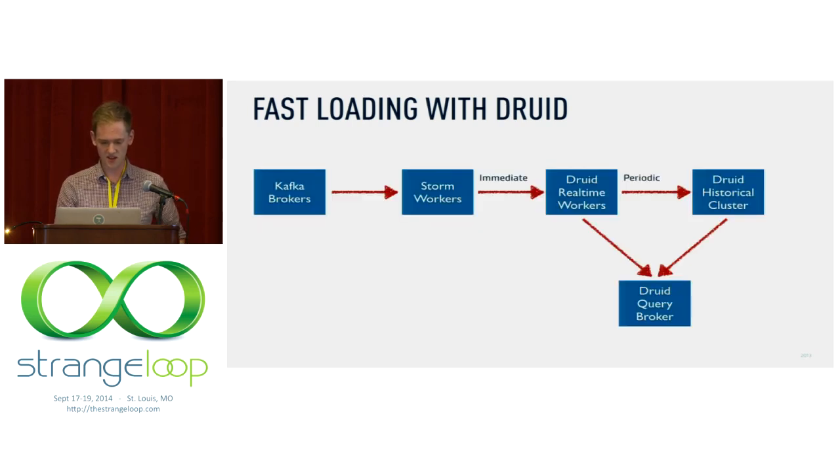The architecture looks something like this when you put it together. The Kafka producers aren't pictured, but they're there on the left, off screen. Data ends up in Kafka brokers. Storm workers pick it up, do the joining, cleaning, transforming. They push events to Druid real-time workers, which are building data segments and also allowing queries on them. And then the Druid real-time workers periodically finalize their segments, which is converting them from a write-optimized form to a read-optimized form and hand them off to historical nodes.